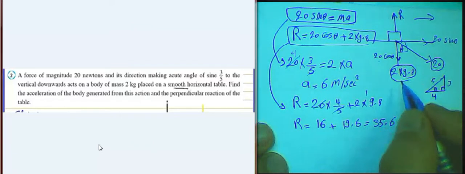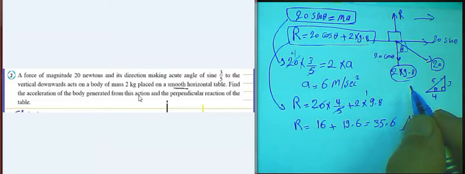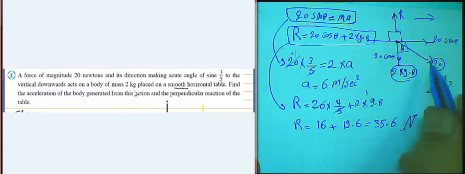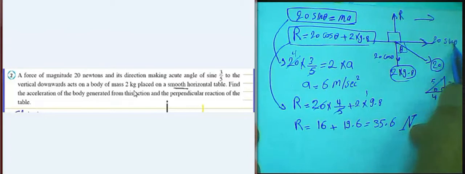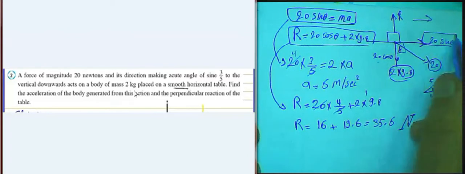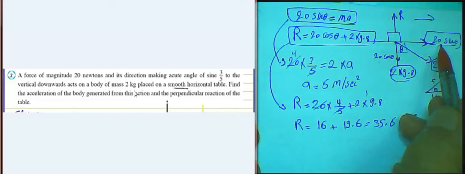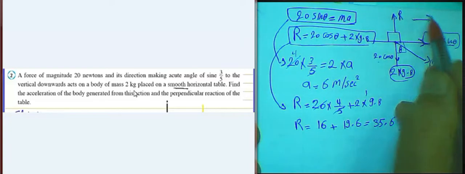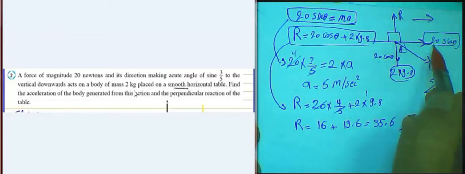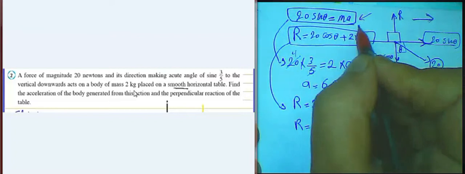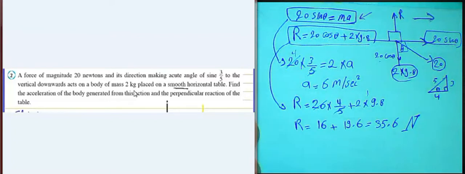The weight of this body of mass 2 kilograms will be 2 multiplied by 9.8. And this force is factorized, 20 sine theta. Moving from left hand side to right hand side, 20 sine theta will be equal to ma, from the first equation from Newton's law.